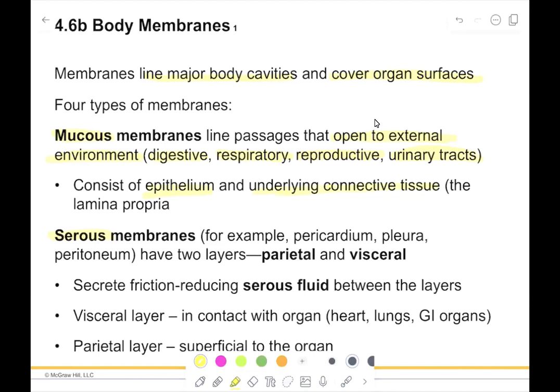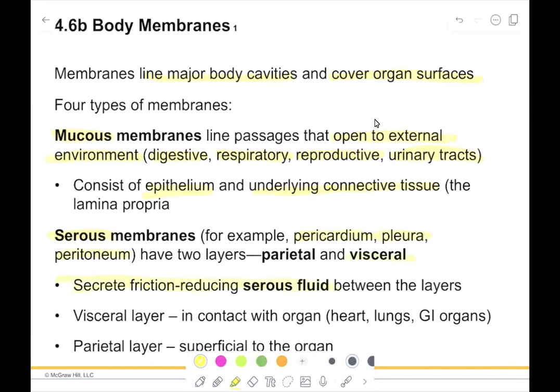The serous membrane would be the next type of wet membrane. And these are membranes that do not open up to the external environment. So they're different than mucous membranes. And they're inside the ventral cavity. Remember, the ventral cavity is subdivided into the thoracic cavity. Inside the thoracic cavity is the heart and the lungs. Surrounding the heart is the pericardium, and surrounding the lungs is the pleura. And then there is a double-layered membrane, which produces serous fluid that reduces the friction between the 2 layers.